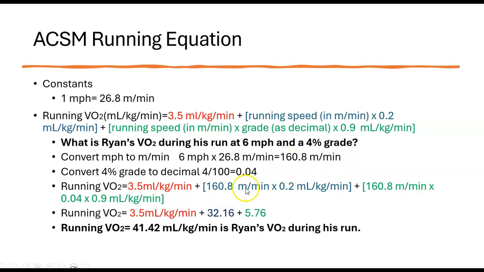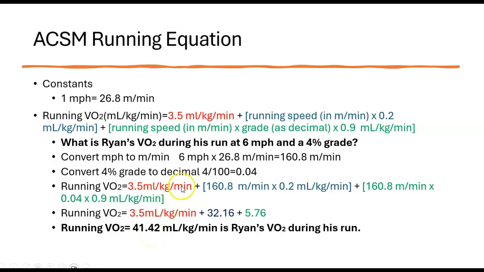We now know running speed. We're going to plug that in here and here. And then we know grade, and we're going to plug that in here. Okay, so again, solve the blue. We get 32.16. Solve the green. We get 5.76. We're going to add that to our constant that is in the red, which has stayed the same. And we know that Ryan's VO2 during his run, after adding these three values together, will be 41.42.